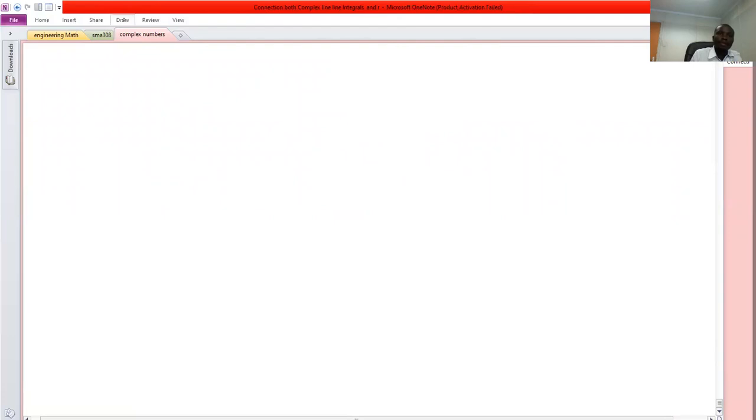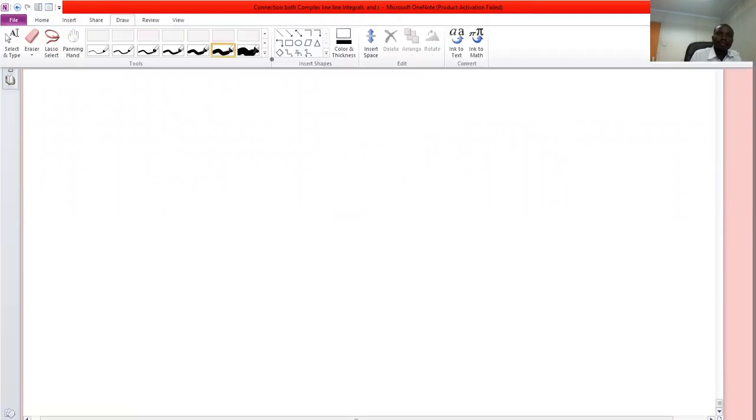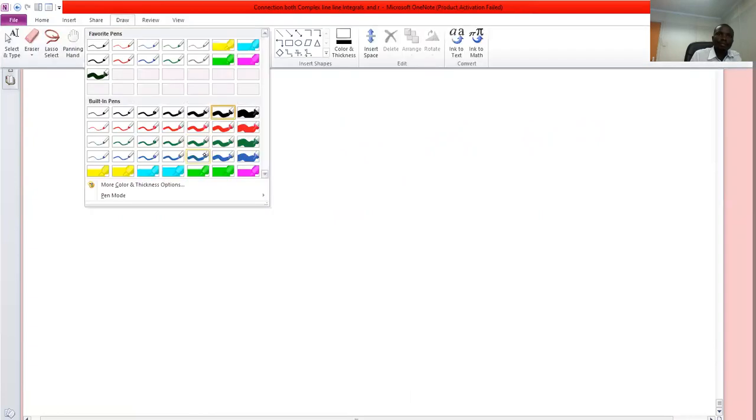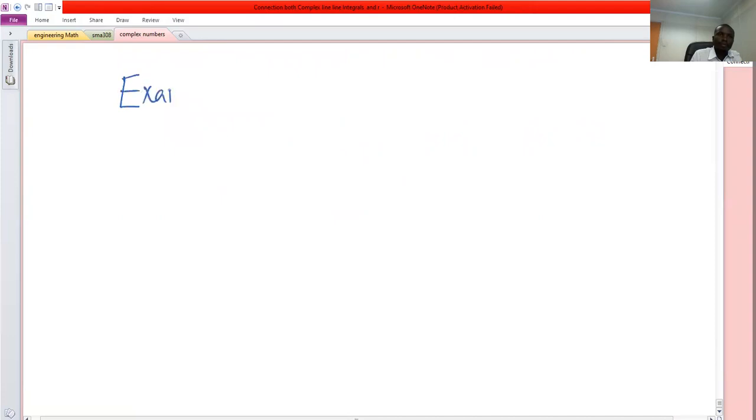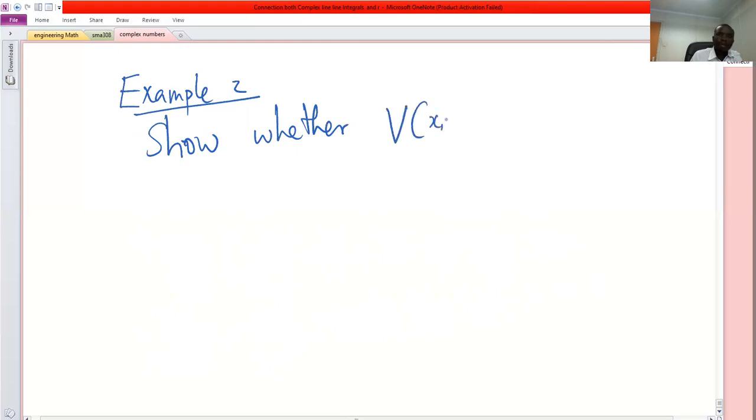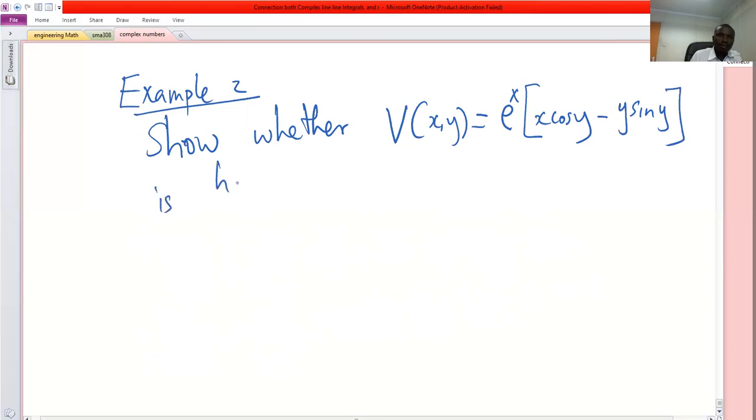And then number 2, example 2. We have, show whether the function v of x y equals e raised to power x into x cos of y minus y sine of y is harmonic. Harmonic means satisfies Laplace equation.